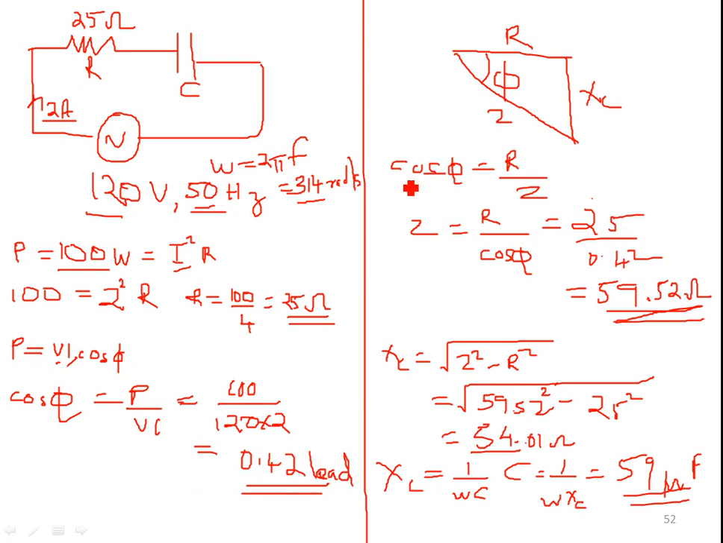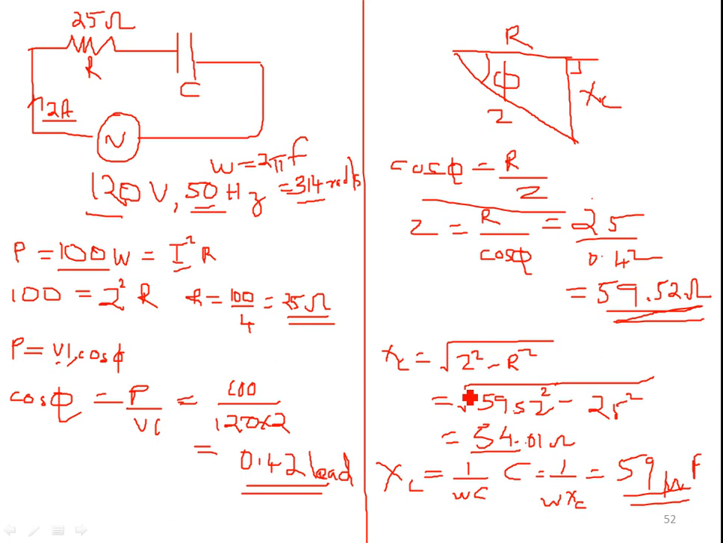Now, if you draw the impedance triangle of the given circuit, resistance will be on the horizontal axis, capacitive reactance will be on the vertical axis at an angle of minus 90 degree, then Z will be the combination of R and XC. Phi is the angle between R and Z. From the impedance triangle, cos phi is equal to R by Z. So Z is equal to R by cos phi. The value of cos phi is 0.42. Therefore, Z is 25 divided by 0.42, that is 59.52 ohm. So the impedance of the circuit is 59.52 ohm.